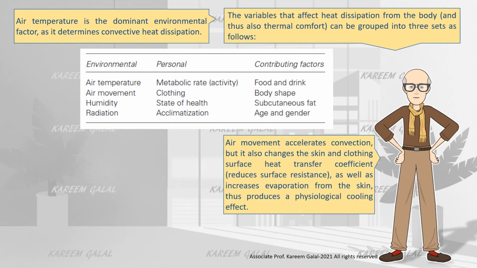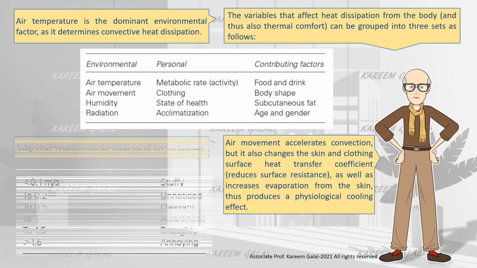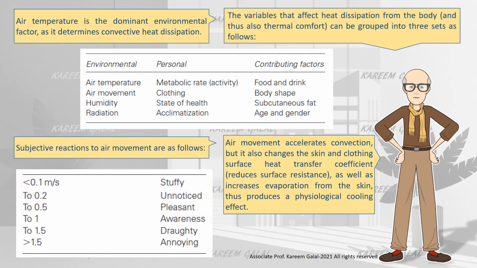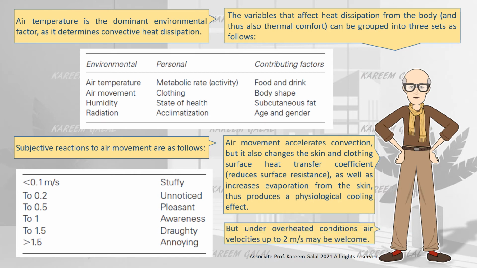Air movement accelerates convection, but it also changes the skin and clothing surface heat transfer coefficient, reduces surface resistance, as well as increases evaporation from the skin, thus produces a physiological cooling effect. Subjective reactions to air movement are as follows. But under overheated conditions, air velocities up to 2 m/s may be welcome.